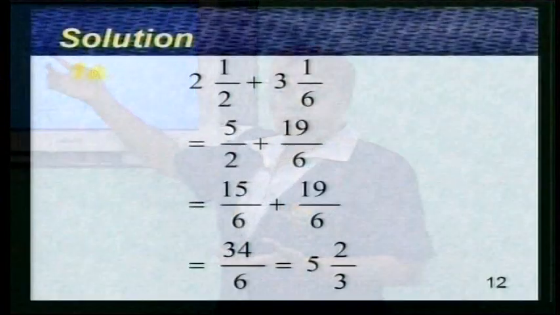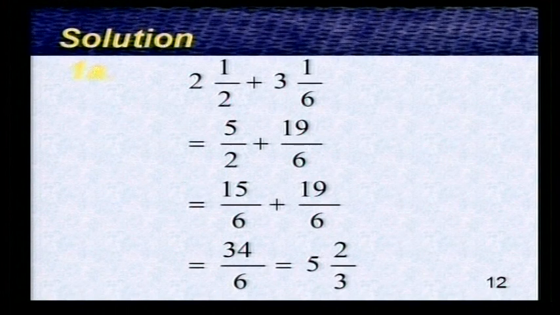Now in this method here, we used the other method where we had to, what did we do here? Receiving students, I mean this part here, what did we do? Look at the second step here. We changed the mixed number into improper fractions. So I used that method.